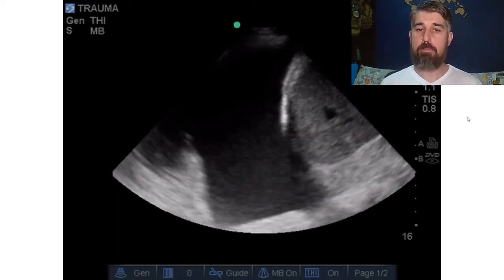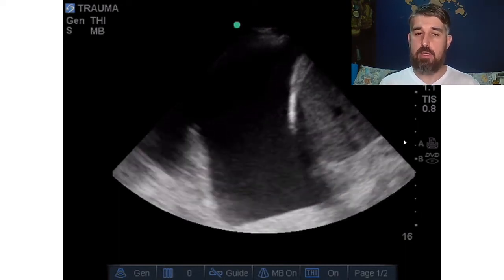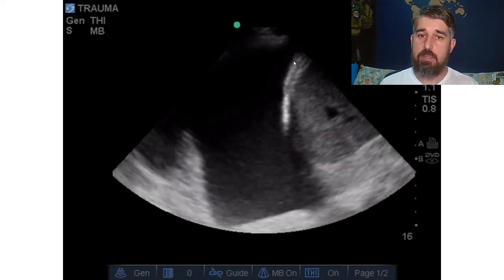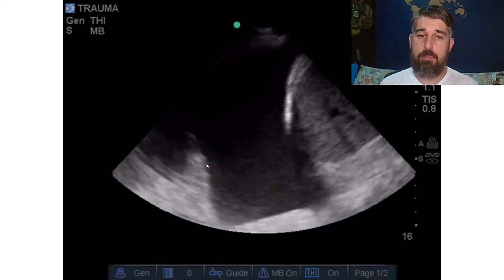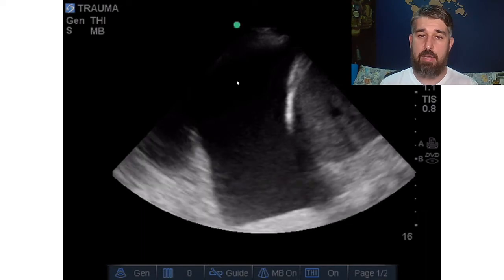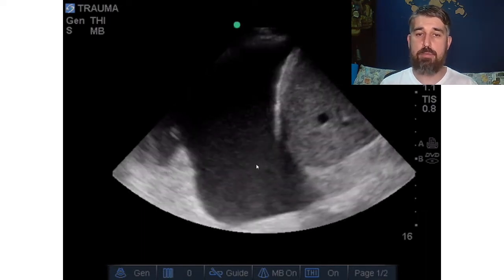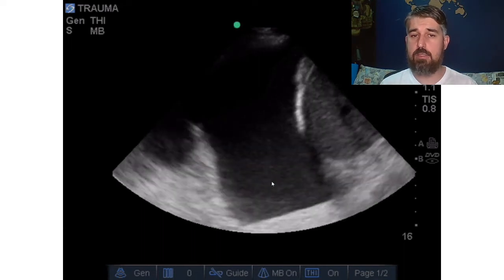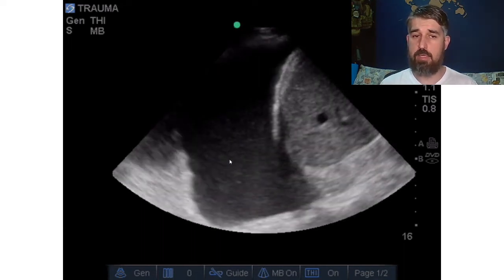Also, we may see this. Here we are seeing the liver, the diaphragm, and here we have the lung collapsed. And all this black stuff is free fluid. So in this case, we have a trauma patient. This means it's blood. So we have hemothorax.